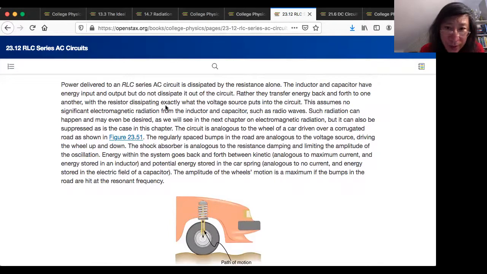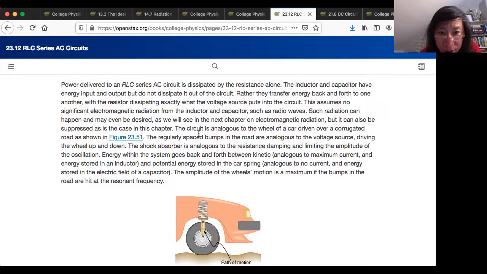Well, think about this example. The conductor and inductor and capacitor basically transfer energy back and forth to one another, and so you wind up being able to filter and focus things, and you get this radiation. The electromagnetic radiation, which we're talking about here, can happen and may even be desired, like I said, in radio transmitters and things like that. Electromagnetic radiation is coming next.